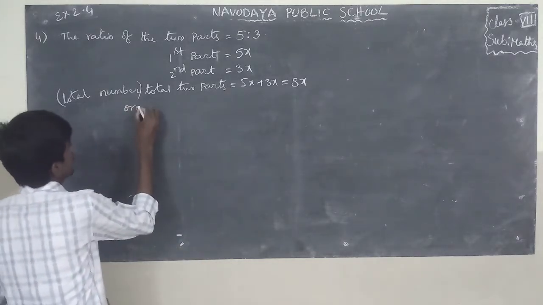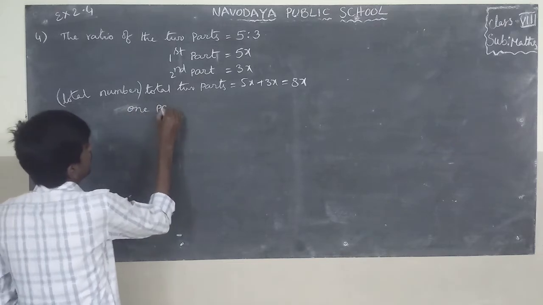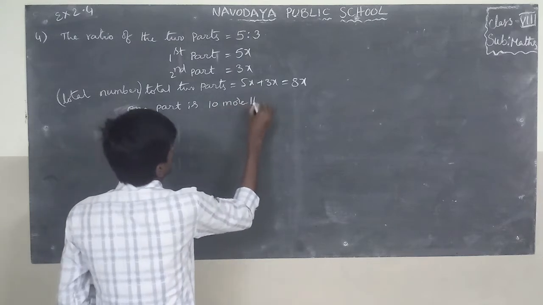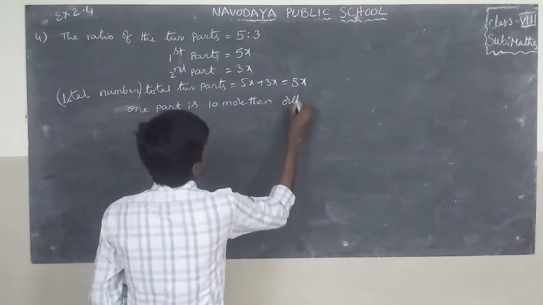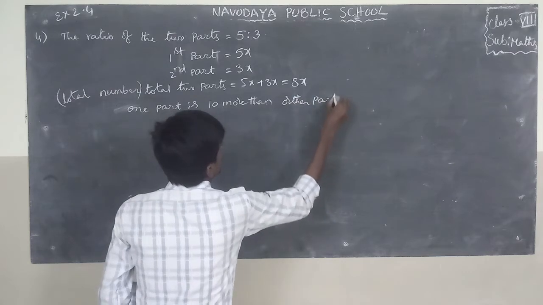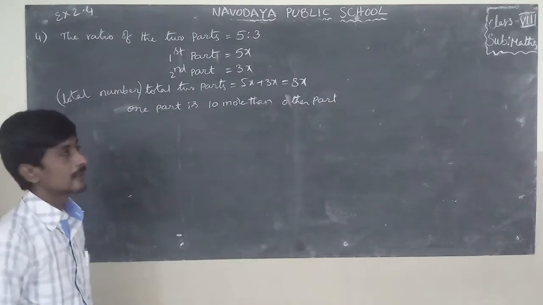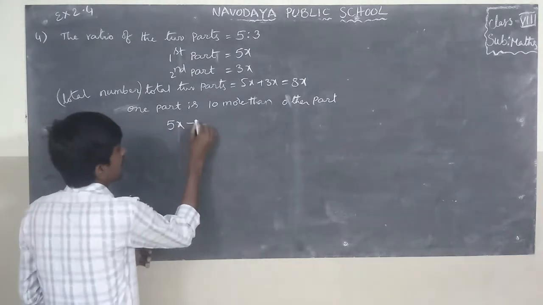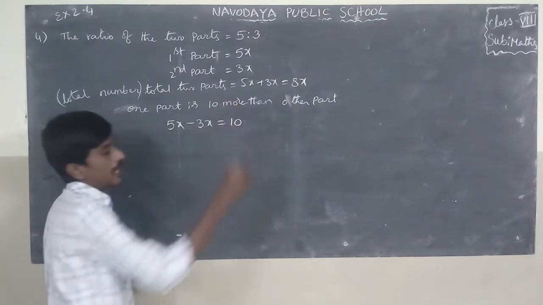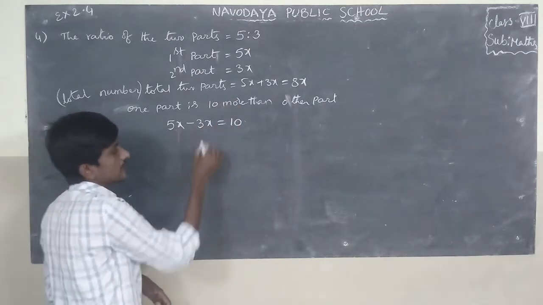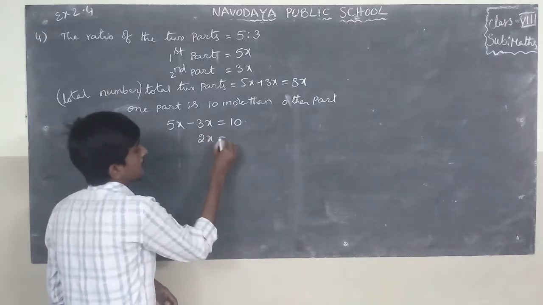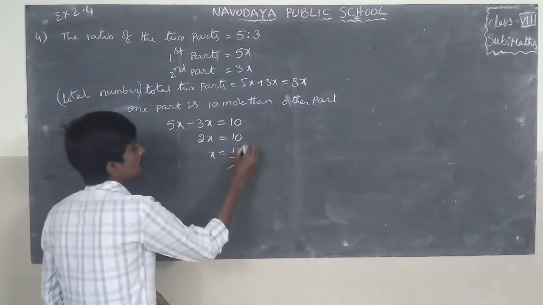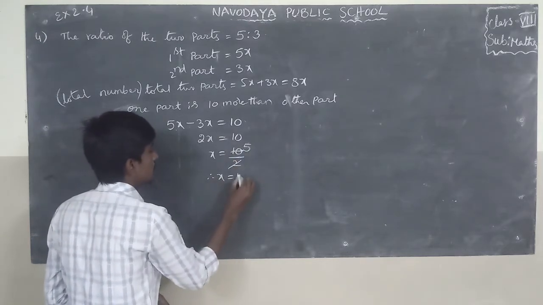That means the difference between the two parts is 10. So 5x minus 3x equals 10. 5x minus 3x, how many x's? 2x equals 10. x equals 10 by 2. 2 times 5 is 10. Therefore x equals 5.